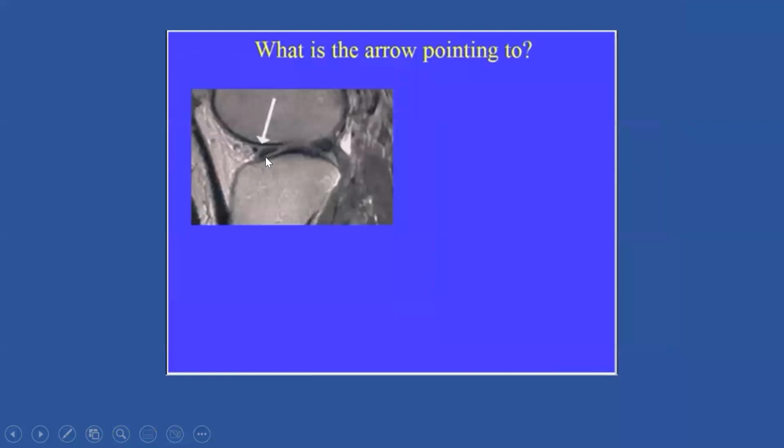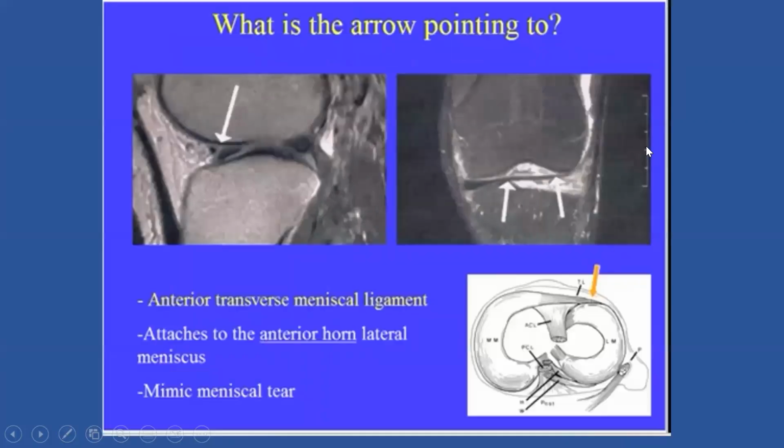Now, over here, this is a ligament that is usually confused with a tear. You know, this is the anterior attachment of the meniscus. We think it's a tear, but this is the anterior transverse ligament over here. It's called the anterior transverse meniscal attachment. It attaches to the anterior horn of the lateral meniscus. It mimics a meniscal tear.